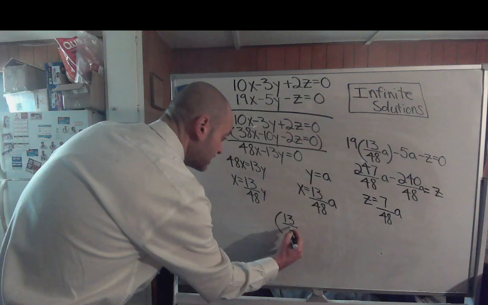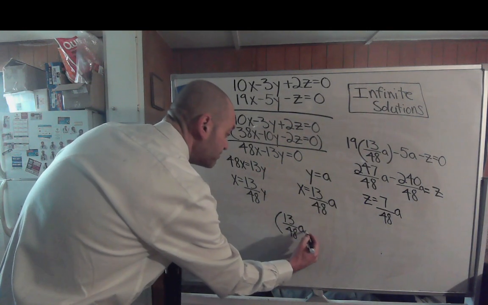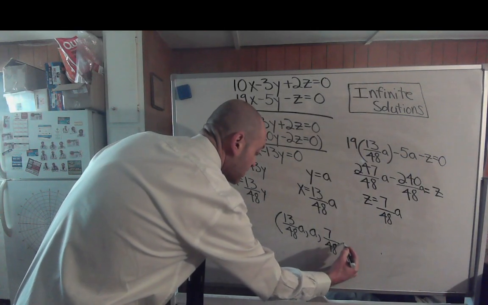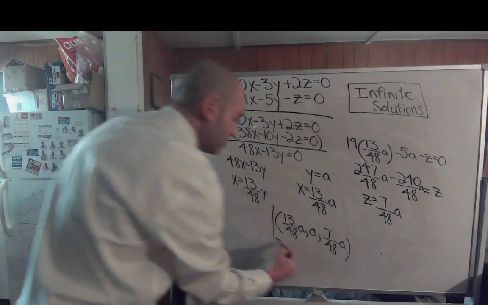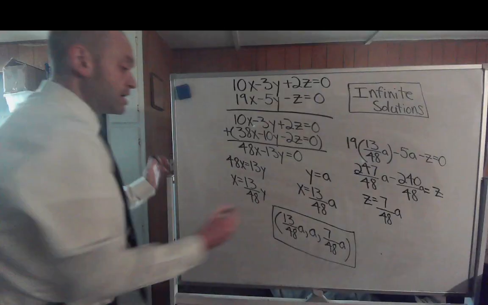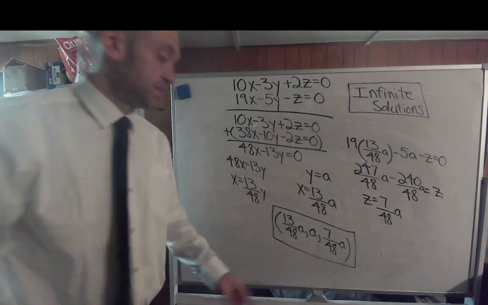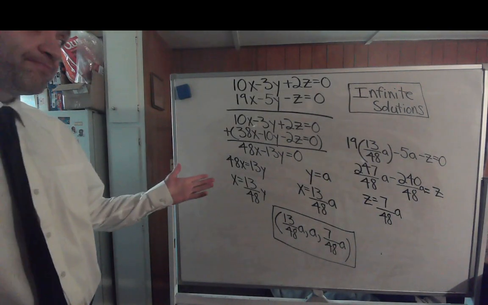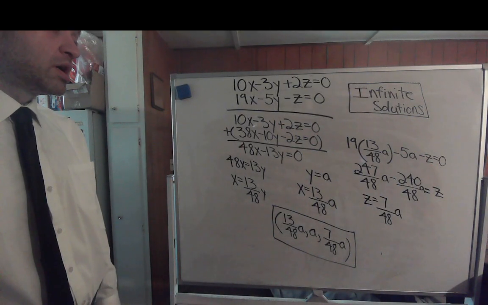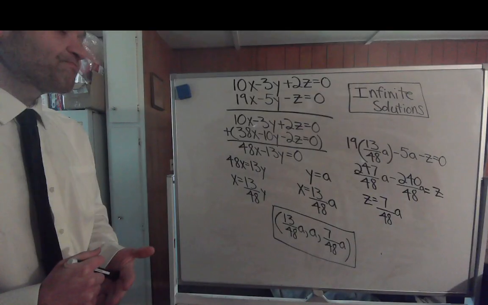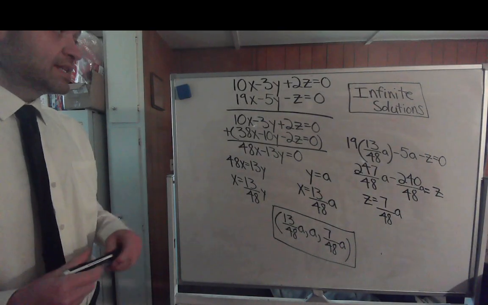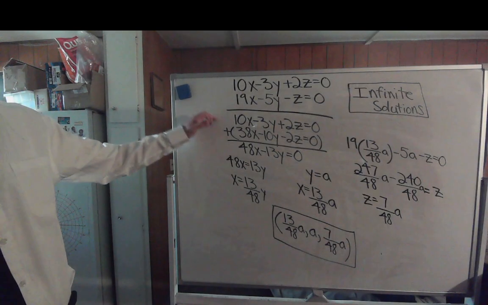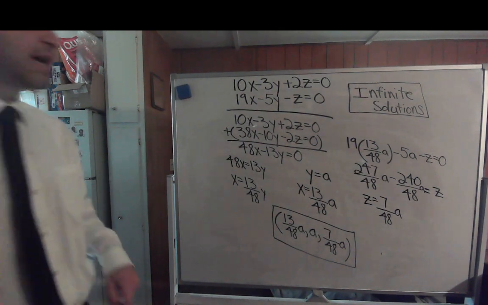So you'll see your solution listed something like this in the back of your book. It would be 13/48 a, a, 7/48 a, for an ordered triple, where there are infinite solutions, and a is just some arbitrary real number. So that's the case for infinite solutions, and again, that would mean that these are actually the same line. That's what that would mean.